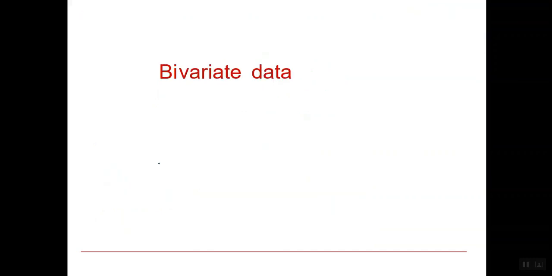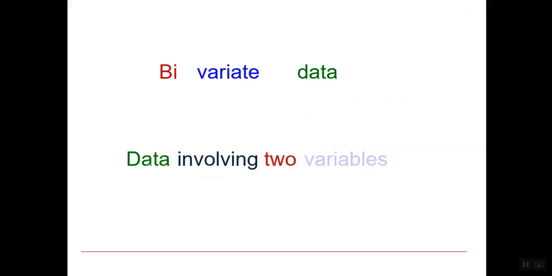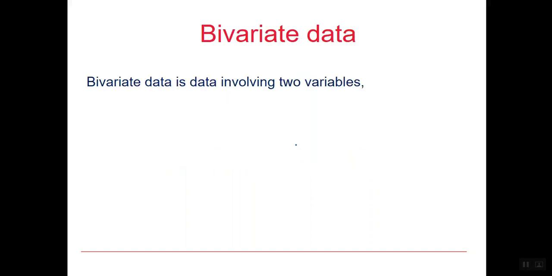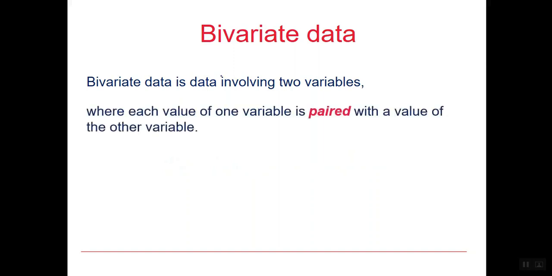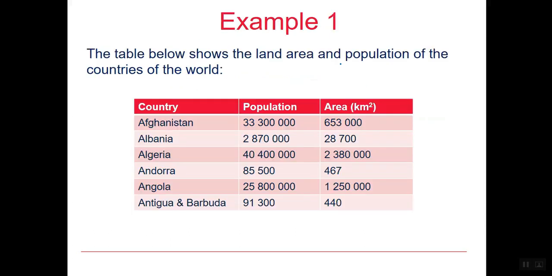Firstly, let's consider what bivariate data means. If we separate out the word, we see that bivariate data means data involving two variables. Not only does it involve two variables, but it's also where each value of one variable is paired with a value of another variable. It's easier to see this in examples.